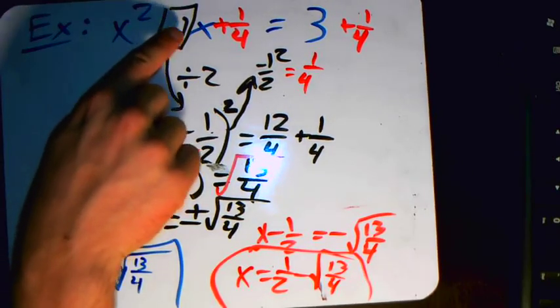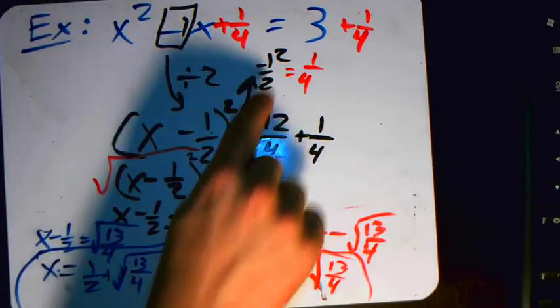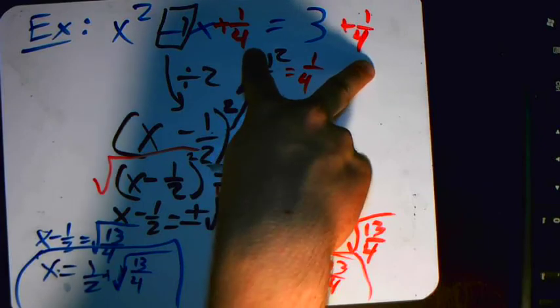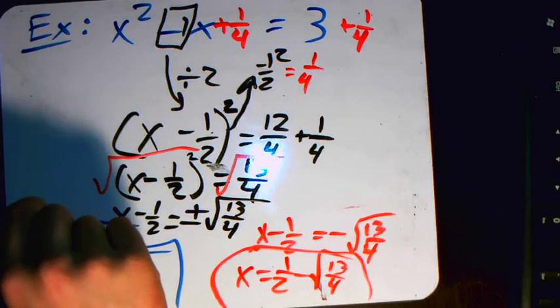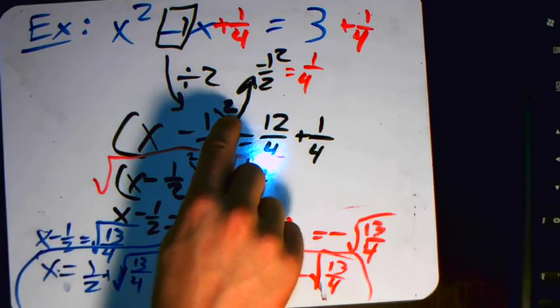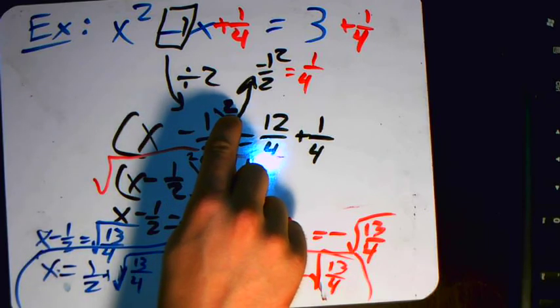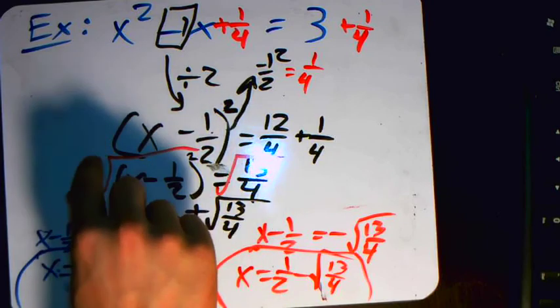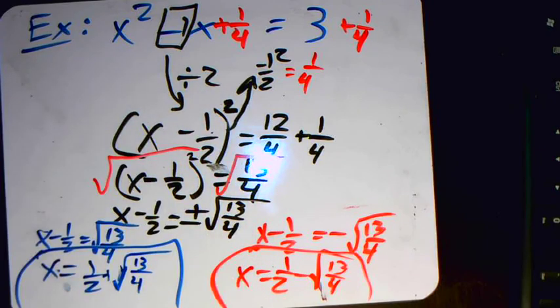You take your middle term, divide by 2, and then square it to get the number that you add on both sides. Completing the square allows us to get a binomial expression that is being squared right down here. And then it's just using algebra by taking the square root and solving for x to get our two solutions. Okay?